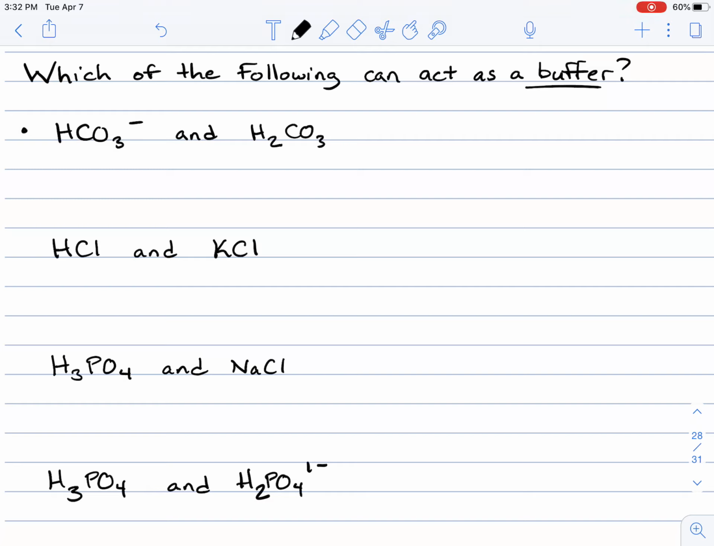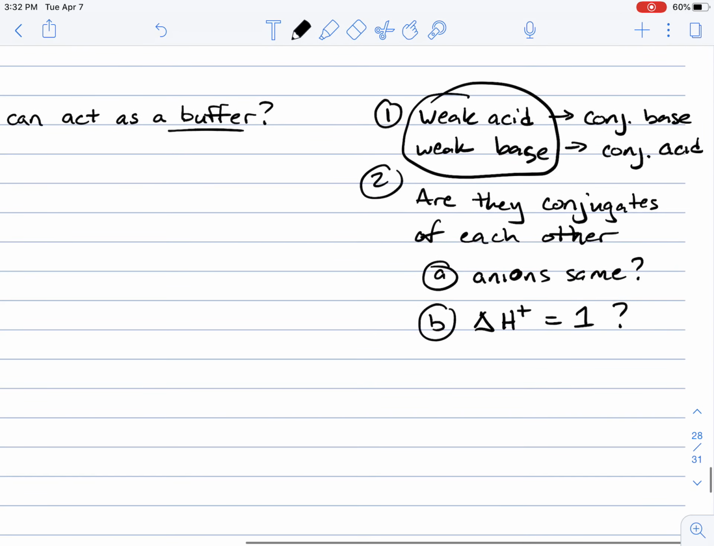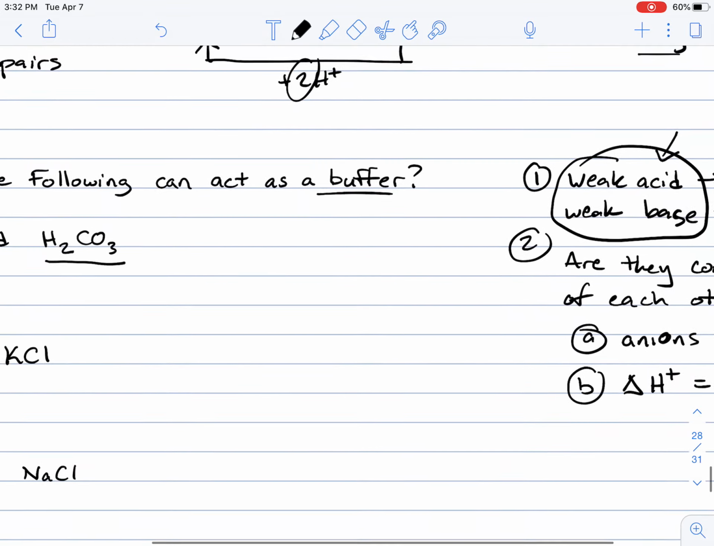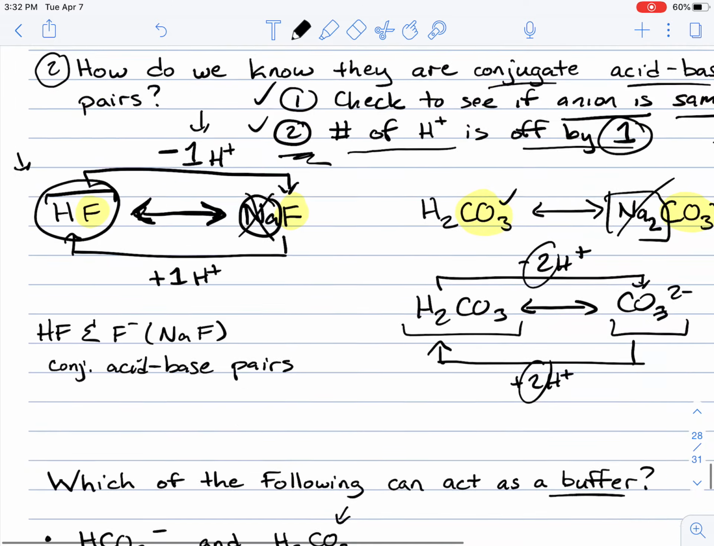So here we have bicarbonate and we have carbonic acid. So can these two act as a buffer? Let's go through the list. First and foremost, we need to determine if they are weak acids or weak bases. How do we do that? Well, we're going to look at our list. And notice that we're looking for items that have a carbonate.